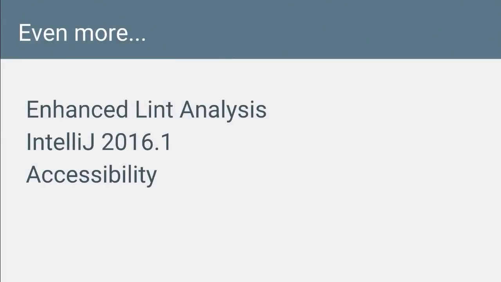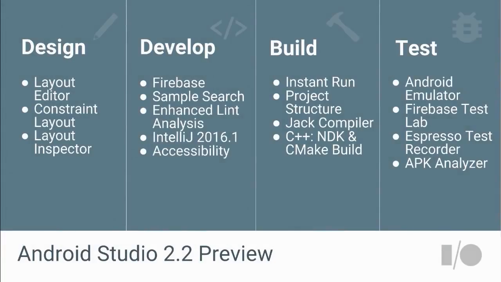We don't have time to talk about every single feature, but we talked about new lint analysis, new IntelliJ 2016 features, and we made a big investment to accessibility. So these are all new features that we've added inside of Android Studio 2.2. So just to recap, we launched a whole host of features around design, a new constraint layout manager and corresponding designer, new Firebase integration to help you code better, enhanced C++ support and build support, and a test recorder to help you test.